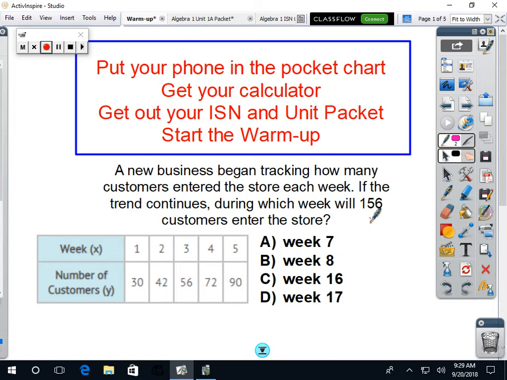Okay, does anybody think they have the right answer? Okay, what'd you get, Xavier? B is correct, week 8. Okay, how did y'all figure that out?